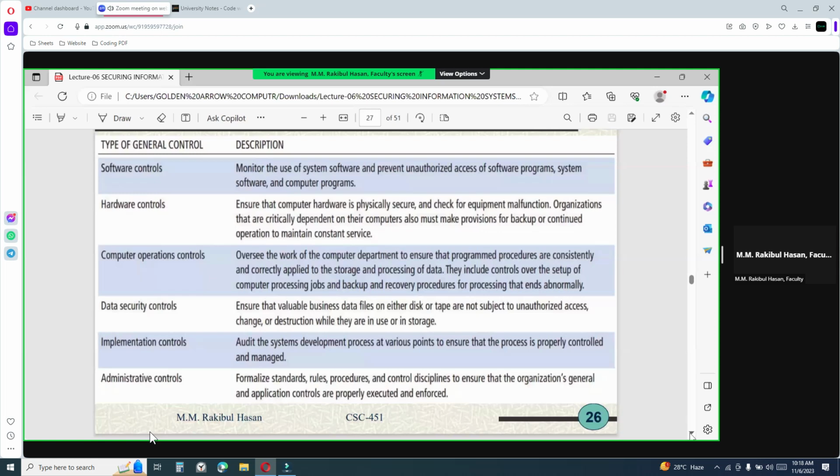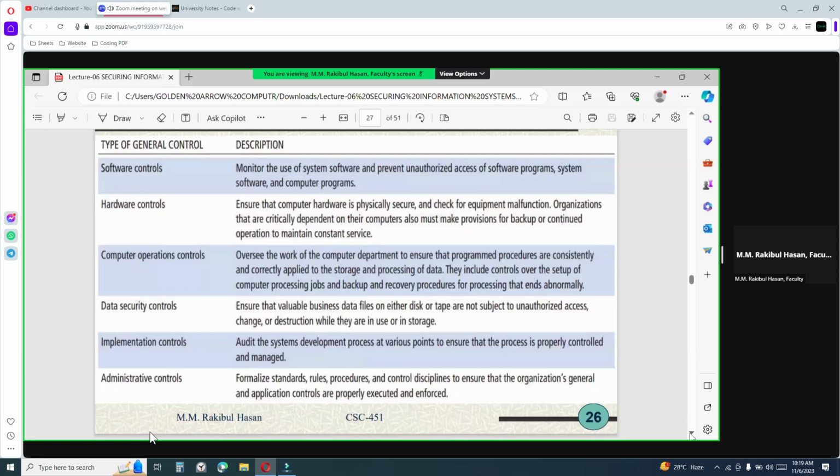That's software control. And hardware control means provide the security, physical security of the hardware. Whether anyone break down the hardware or not. Like in your classroom, you can see they place the computer inside a wooden box. That is the control, hardware control.